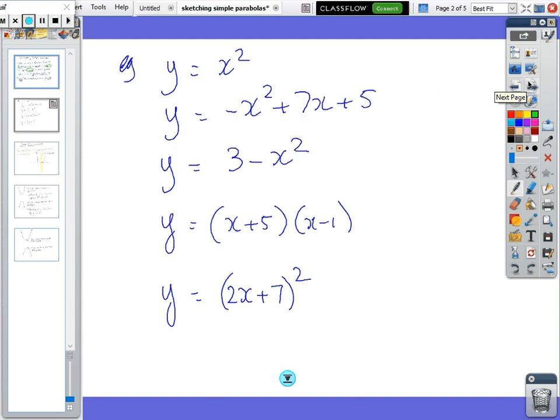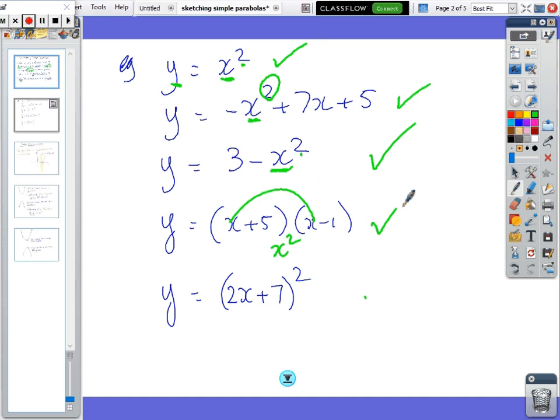So here's some examples of parabolas. The function is reading y values off x values. The highest power is 2, so that's a parabola. The variable is x, the highest power is 2, so that's a parabola. The variable is x, the highest power is 2, so that's a parabola. Now these last two, if I multiply x by x, I'm going to get an x squared term, so that's a parabola. If I expand this bracket out, I'm going to get an x squared, so that's a parabola. So you're just looking for, can you get an x squared? And if you do, then that's a parabola.